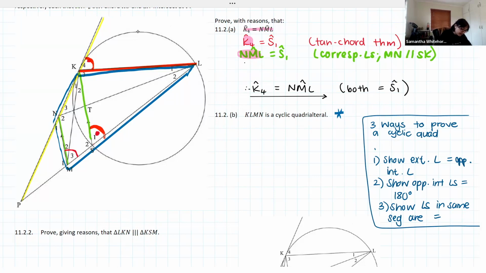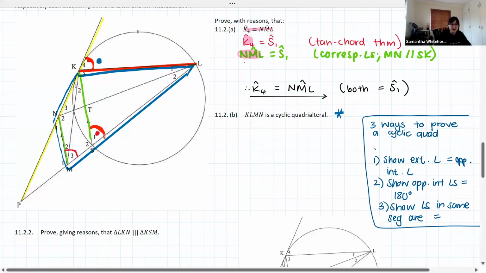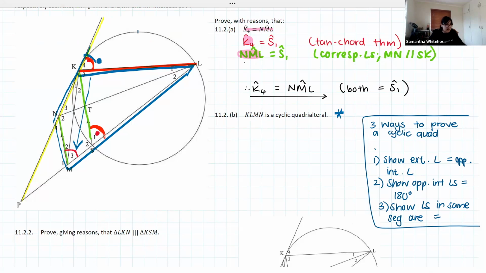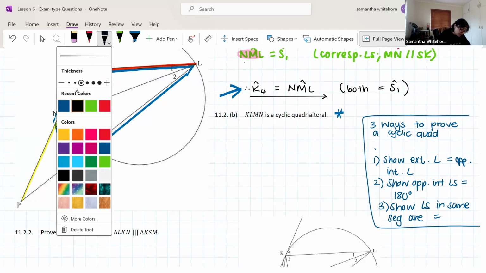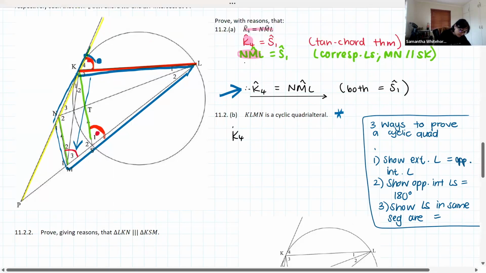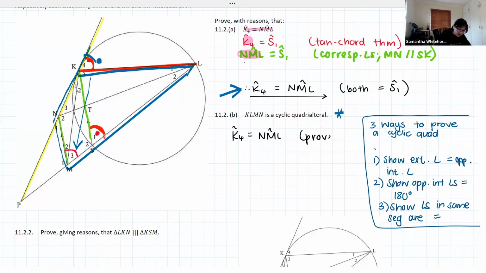If you go and have a look here, K4 is the exterior angle to this quad. We can see it very clearly is the exterior angle. And if you then move to the opposite interior angle, we've already proven that K4 is equal to angle NML. And so we've already proven that this is a cyclic quad. So we can now say, cool, I have already proven in the first question, question A, that K4 is equal to angle NML.